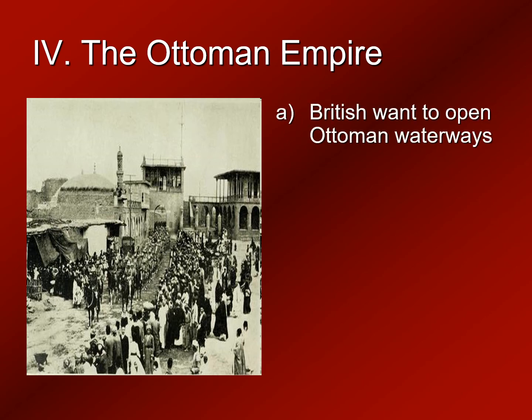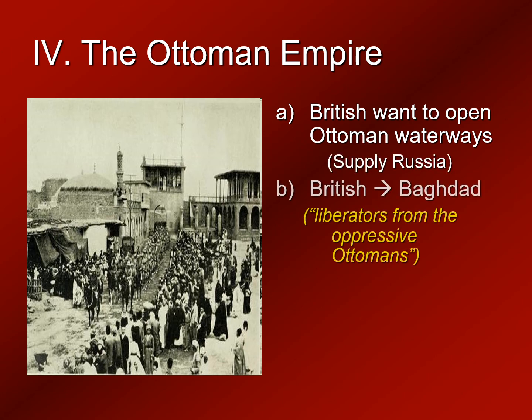The Ottoman Empire, which is the modern day Middle East, the British want to open the Ottoman waterways because they're hoping that before Russia backs out, they can supply Russia through the waterways here. The British try to maintain control of the Bosporus and Dardanelles. They also invade Baghdad, which is the capital of today's Iraq, and they say that they are here to liberate the Iraqis from the oppressive Ottoman Turks. Some people in Iraq buy this. Some are not so sure about this.